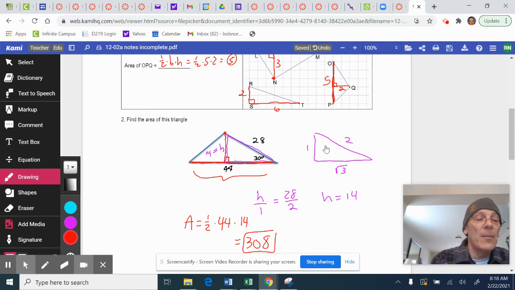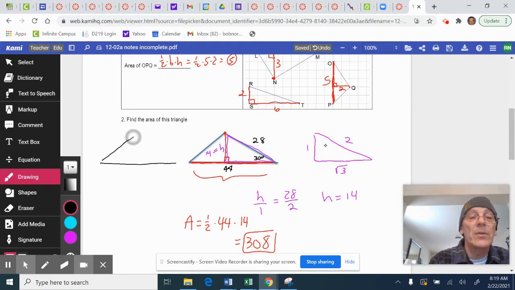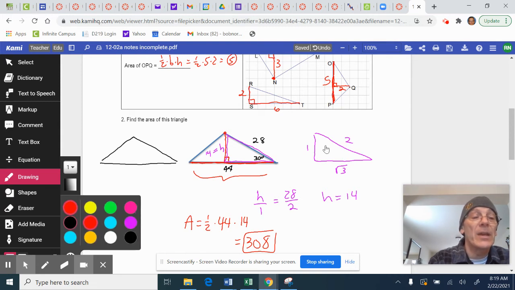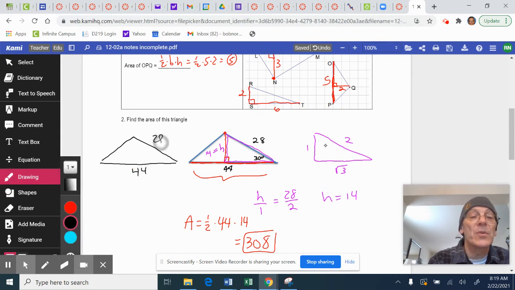But let me redraw this triangle here and show you another approach to trying to solve this problem, which would not work very well. Different color here. We had this was 44, we had this was 28, we had a 30-degree angle in there. Suppose we had decided up front we wanted the 28 to be the base. Then we would need a side that is at a right angle to that 28, like that.